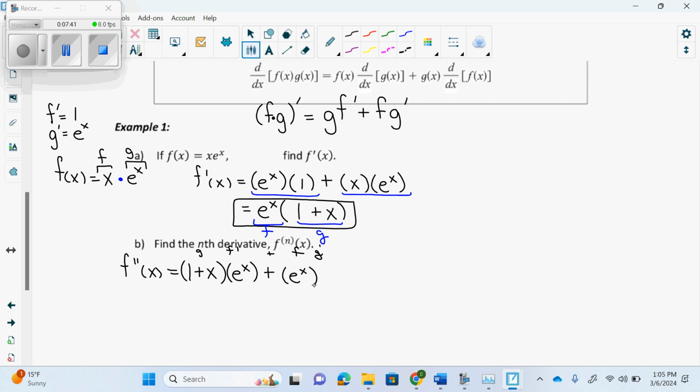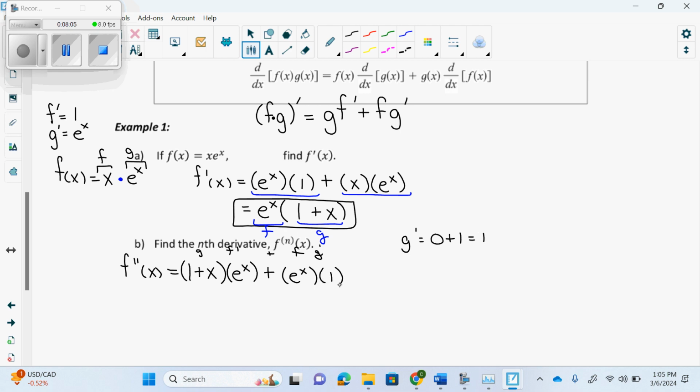What's the derivative of 1 plus x? What's the derivative of 1? 0. Any constant just goes away. What's the derivative of anything with an x in front of it? 1. Whatever's in front of it, so it would be 1. So the derivative, g prime, is 0 plus 1, because the x drops off, so it's just a 1.